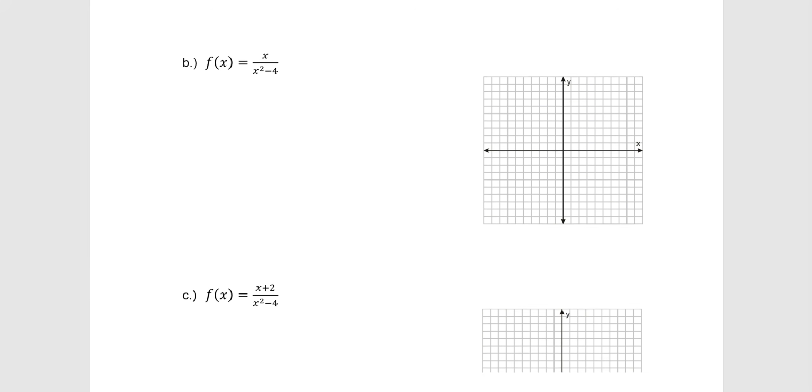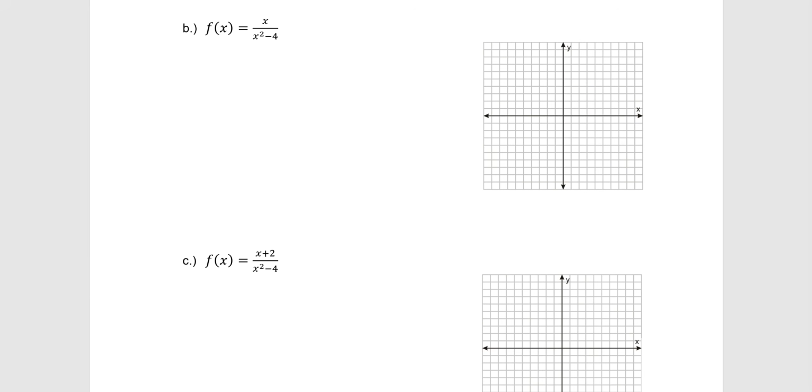Okay, next one we have f of x is x over x squared minus 4. So once again, we can't simplify this any further. We can try to factor it though. We can factor the denominator. That's a difference of squares factoring. That factors to x plus 2 times x minus 2. So we can't cancel any factors though. There's no common factors in the numerator and denominator. So all we have to do here is set that denominator equal to 0.